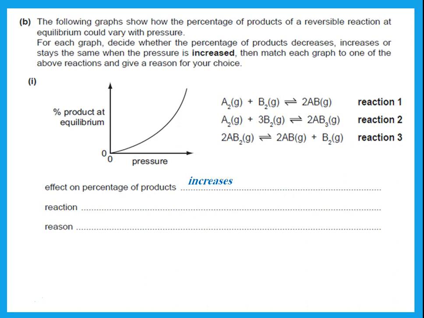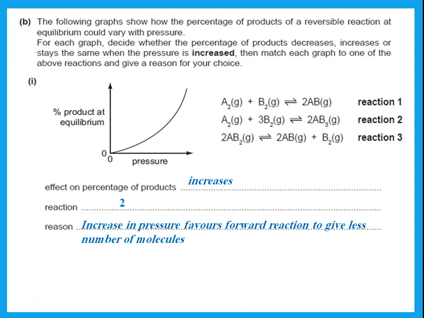Do we understand that? Okay, let's take a look at reaction number 2. Now, in reaction number 2, if I go forward, I make 2 molecules. If I go backward, I make 1 of A2 and 3 of B2. That means I make 4 molecules. So in this reaction, if I increase the pressure, what happens to the percent yield? Well, increasing the pressure will go to the side with less number of molecules, which is forward, and that means it will give me more yield. So this is the reaction that I'm looking for. That is because increasing pressure favors forward reaction to give less number of molecules.